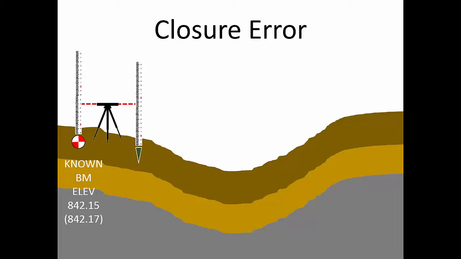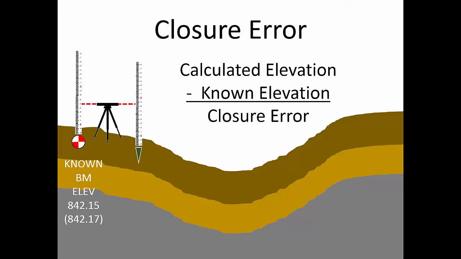Now, to compute closure error, we're going to subtract the known elevation from the calculated elevation at the benchmark where the level circuit ends, which you can see over here on the left. Starting with the forward run and returning to the known benchmark on the reverse run, we calculated the ending elevation to be 842.15 feet. However, that benchmark already had a known elevation of 842.17 feet that you can see in parentheses at the left. Therefore, 842.15 feet minus 842.17 feet equals a negative 0.02 feet. That is, the level circuit closure error is negative 0.02 feet.